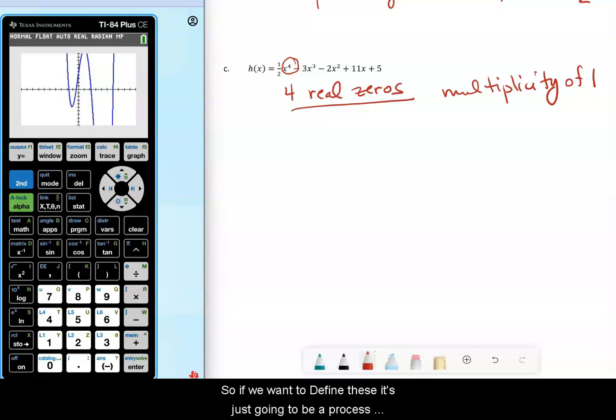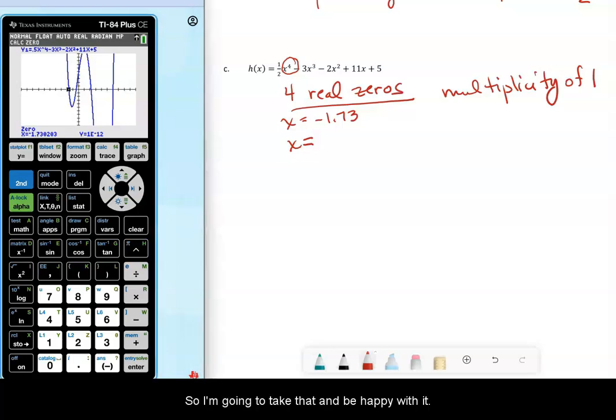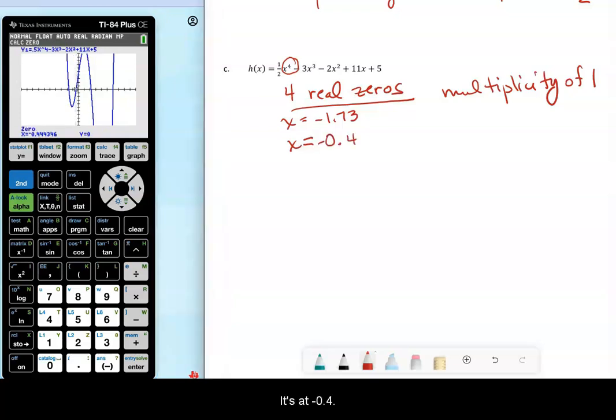So if we wanted to find these, it's just going to be a process of hitting second trace 0. There we go. So I get x equals negative 1.73. You notice over here that 1e negative 12, that means it's really, really close to 0. So I'm going to take that and be happy with it. And then I'm going to get this next 0 right here. And it's at negative 0.44.